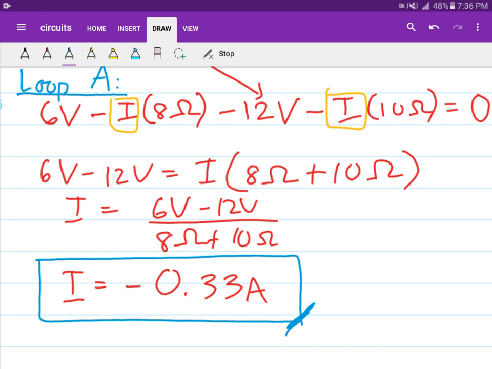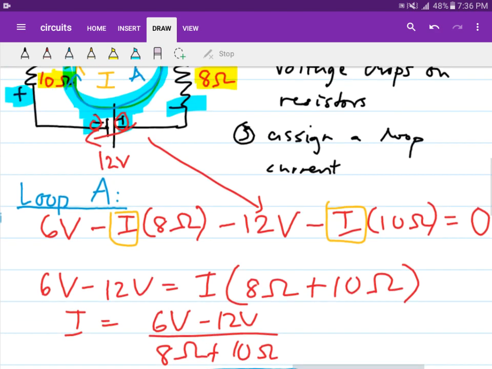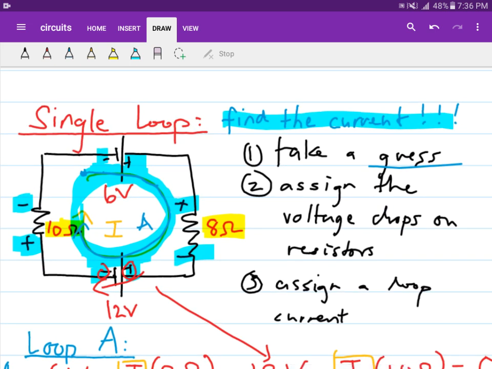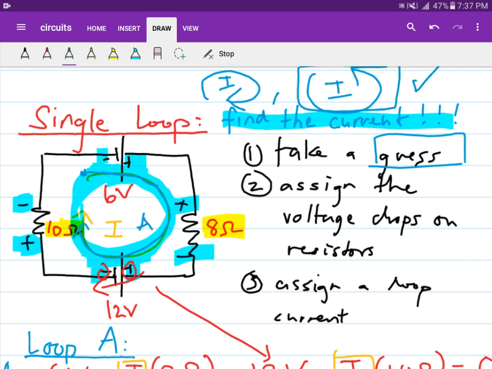So now that we know the value of the current, let's determine its direction. Since we got a negative value, minus 0.33 amperes, this only means that our initial guess of current is in the opposite direction. We initially guessed a current that is driving in this direction, and since we got a negative value, the physical current that is flowing in this circuit is in the opposite direction. So this is the correct direction of the current.